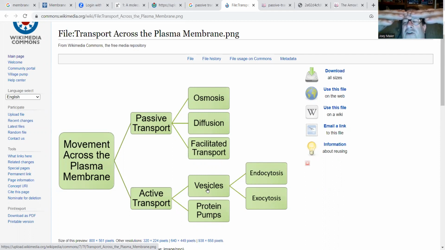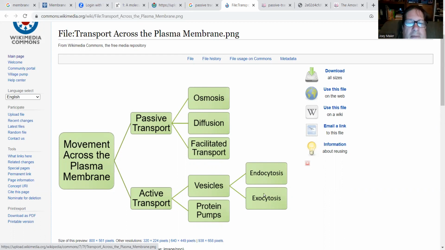Say you're doing endocytosis, you have to change the cytoskeleton to pull the membrane in to grab things that are outside the cell. If you're doing exocytosis, you have to move vesicles with motor proteins. That takes energy. And then you have to change the cytoskeleton as you fuse with the plasma membrane and dump the stuff outside. So both endocytosis and exocytosis are forms of active transport. And that's something you should remember.